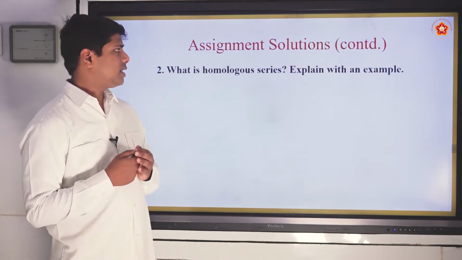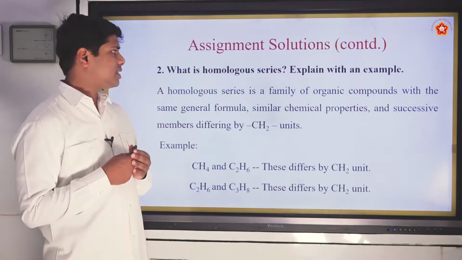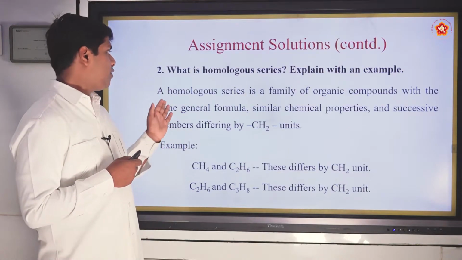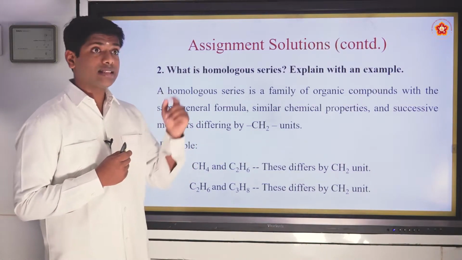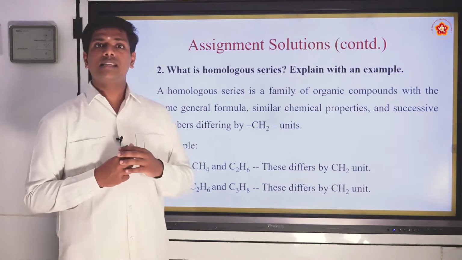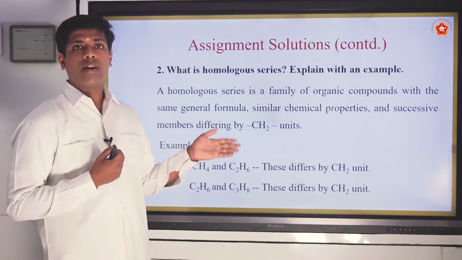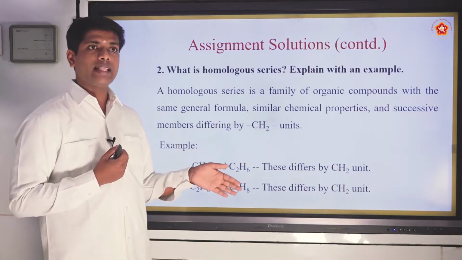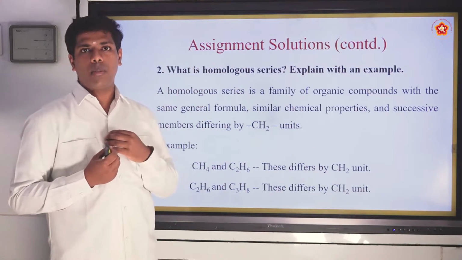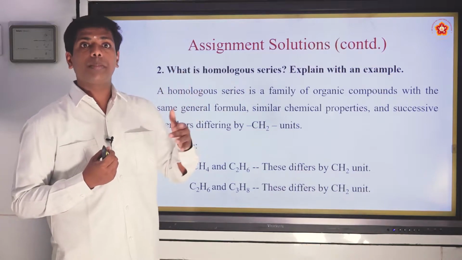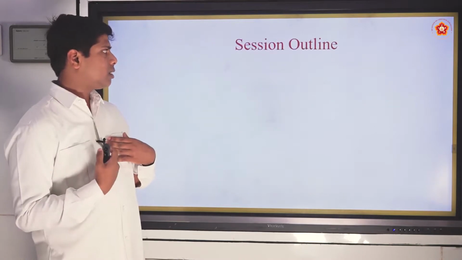What is a homologous series? Explain with an example. You already know what a homologous series is. A homologous series is a family of organic compounds with the same general formula and similar chemical properties, and the successive members differ by CH2 units. For example, alcohols, alkanes, alkenes and alkynes are similar in their general formula, but each successive member differs by a CH2 unit. That is about the homologous series.